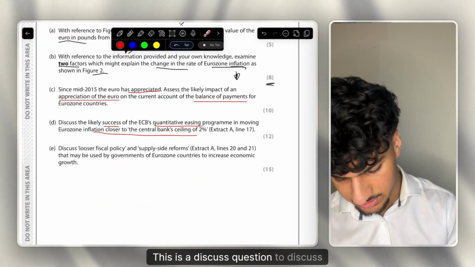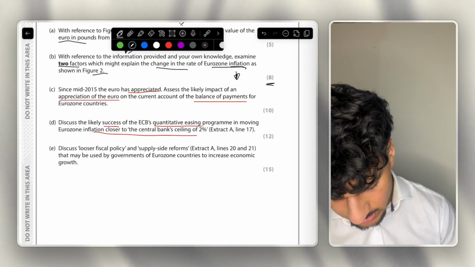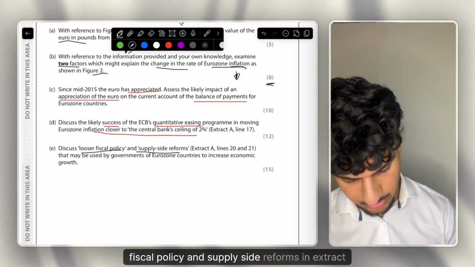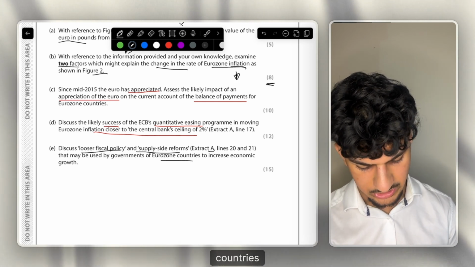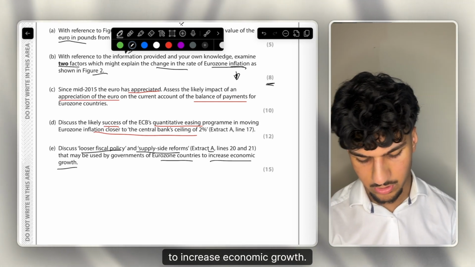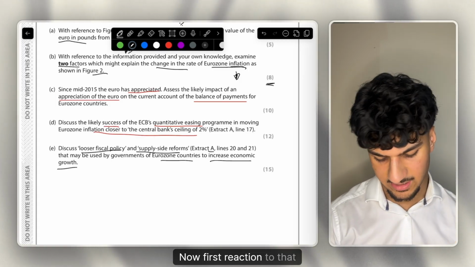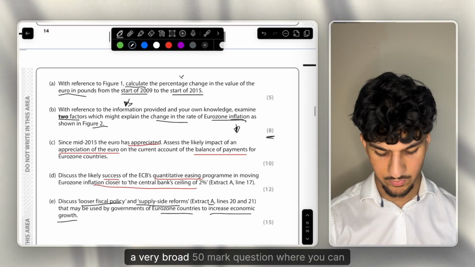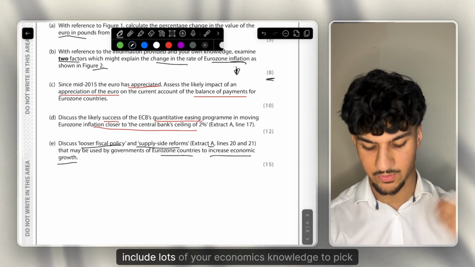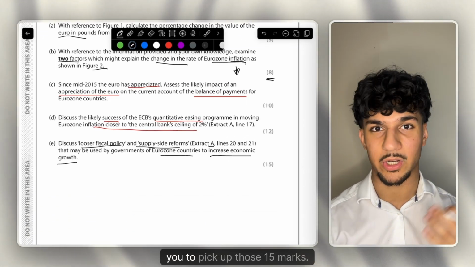This is a discuss question. So discuss looser fiscal policy and supply-side reforms in extract A that may be used by the government in Eurozone countries to increase economic growth. Now, first reaction to that 15-mark question is it's a very nice, very broad question where you can include lots of your economics knowledge to pick up those 15 marks.